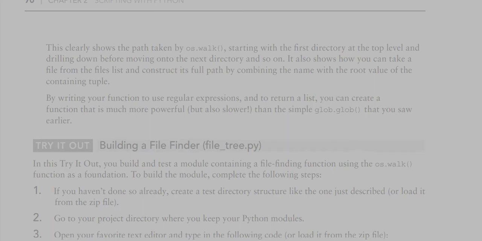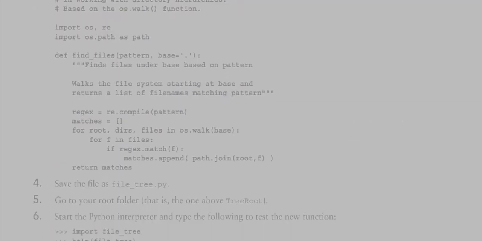# file_tree.py module containing functions to assist in working with directory hierarchies, based on the os.walk function. import os, import re, import os.path as path. def find_files(pattern, base='.'): Finds files under base based on pattern. Walks the file system starting at base and returns a list of file names matching pattern. regex = re.compile(pattern); matches = []; for root, dirs, files in os.walk(base): for f in files: if regex.match(f): matches.append(path.join(root, f)); return matches.